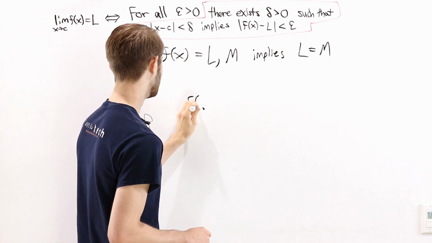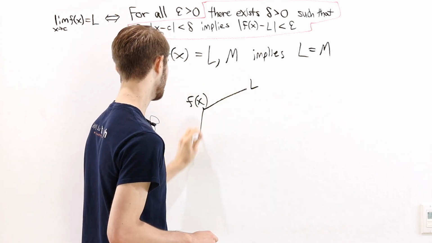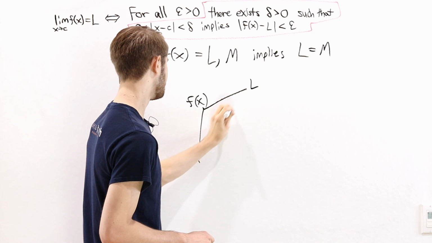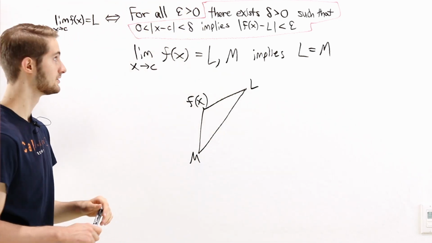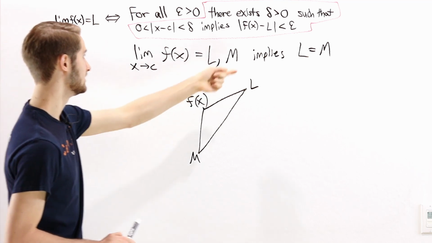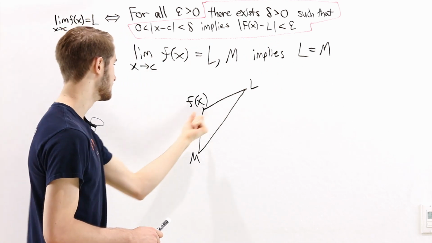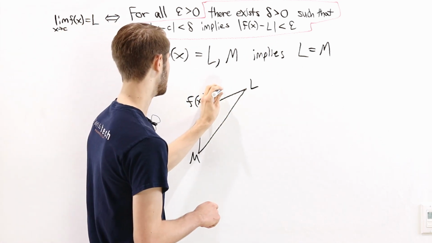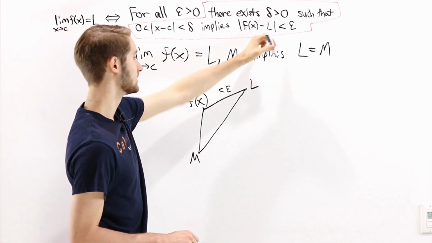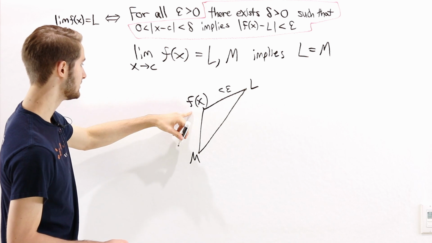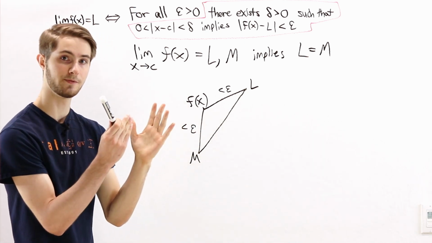Here's the value of f of x. Here's the value of L, and then down here is the value of m. Now, when we look at the epsilon delta definition of a limit, the thing that it gives us is the distance from f of x to L is less than epsilon. So this length right here is going to be small. We can make it less than epsilon. And if we do the same thing with the limit being equal to m, we can show the distance from f of x to m is also less than epsilon. We can make it really small.